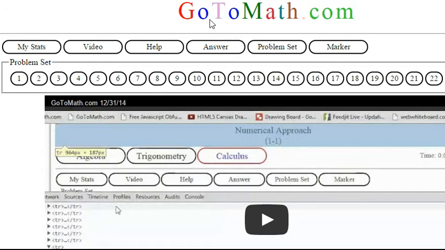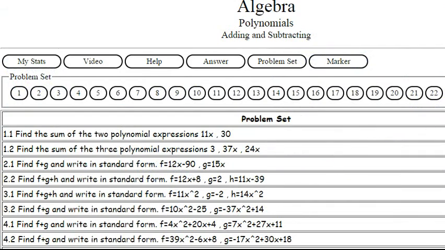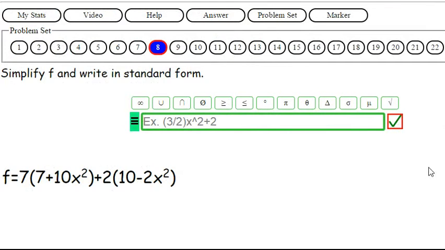Okay, we're over here at gotomath.com. Click on algebra. Let's go down to adding and subtracting. Well, we're adding and subtracting polynomials anyway. Simplify f and write in standard form. Whoa, what's going on here? Who knows? Let's write it down though.